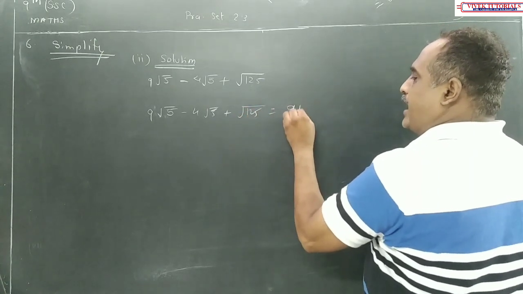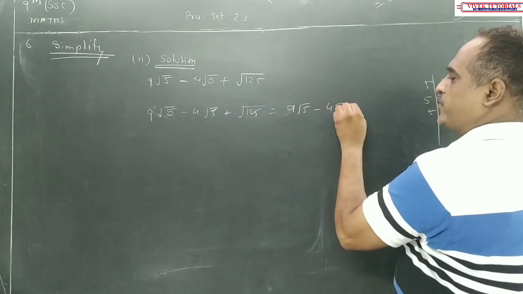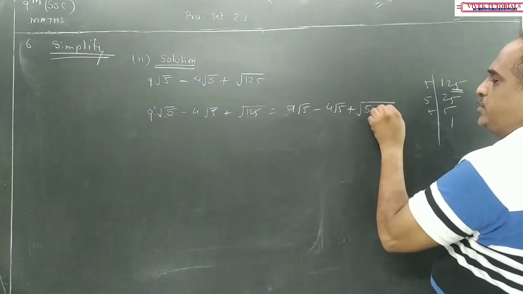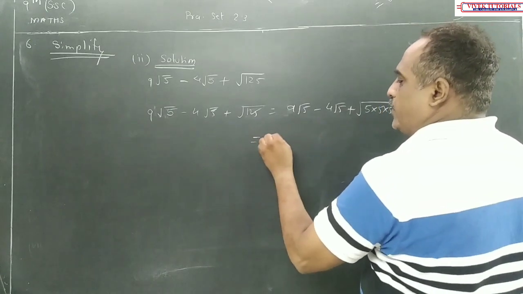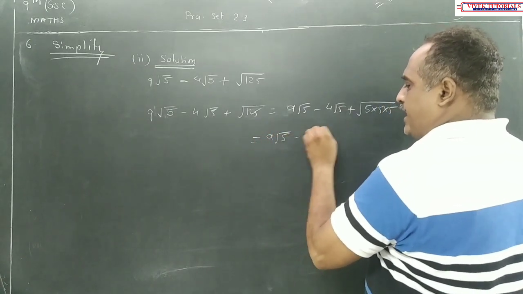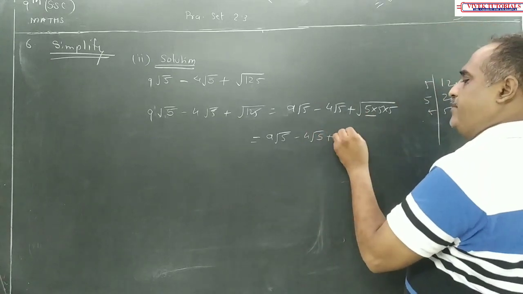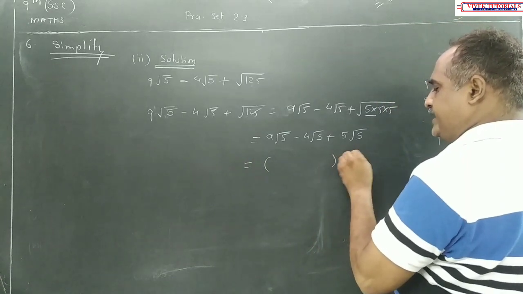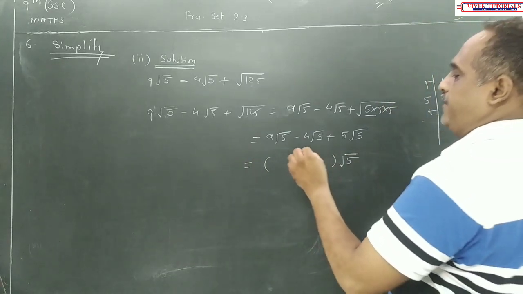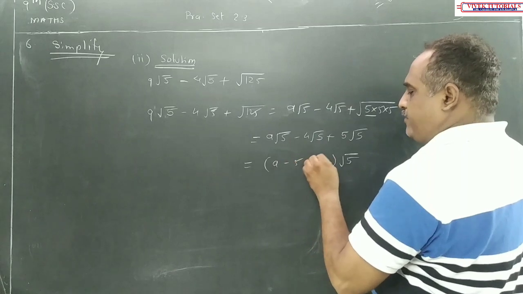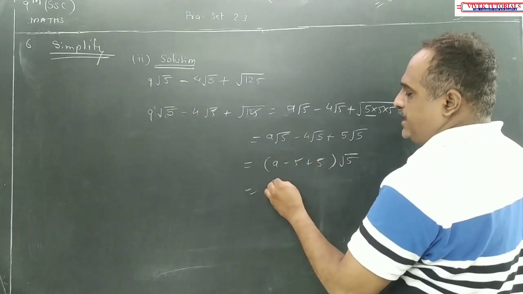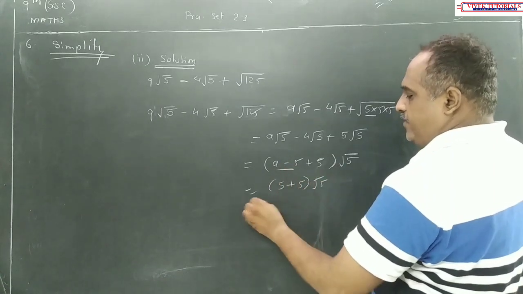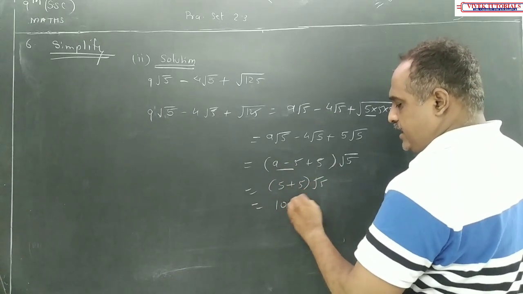That is equal to 9 root 5 minus 4 root 5 plus, instead of 125, I am going to write 5 into 5 into 5. That is equal to 9 root 5 minus 4 root 5 plus 5 root 5. If I am taking it out, root 5 is the common term everywhere. This becomes 9 minus 4 plus 5. 9 minus 4 is 5, plus 5 is 10. Root 5. I am getting 10 root 5.